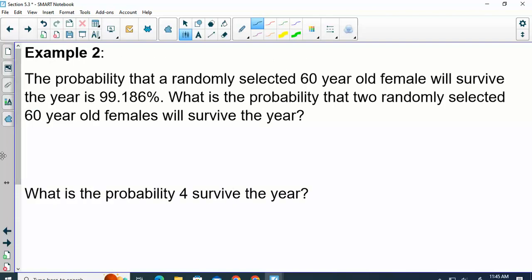Alright, so the probability that a randomly selected 60-year-old female will survive the year is 99.186%. What is the probability that 2 randomly selected 60-year-old females will survive? So what do I have to do? Multiply 0.99186 by 0.99186. The probability they both survive is the probability the first survives times the probability the second survives. Okay, they have the same chance.